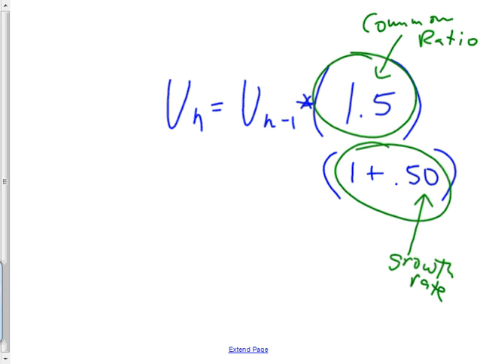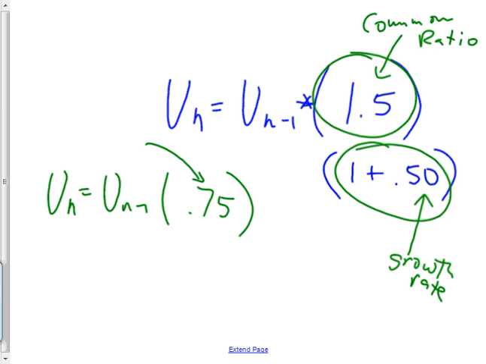Okay, here's the trickier kind. What if it said u sub n minus 1, and then it said 0.75? That's still called the what? Common ratio. But then you'd have to rewrite that as 1 plus or 1 minus something. In this case, it would be 1 minus 0.25, good. And that means that it's a decay rate of how much? 0.25, as in 25% decay. This was the common ratio. This would be the decay rate.